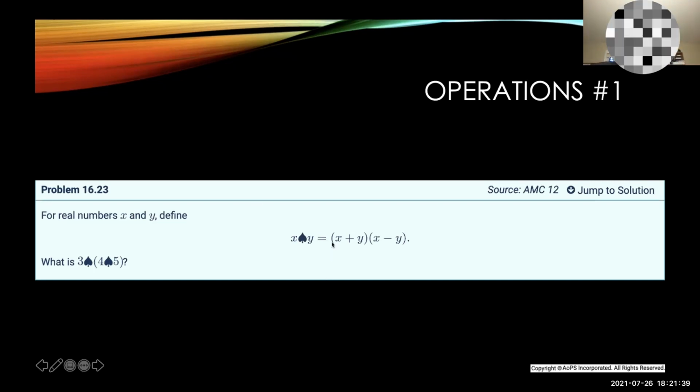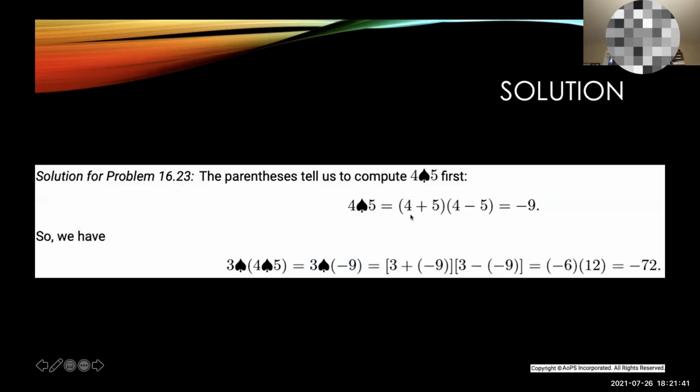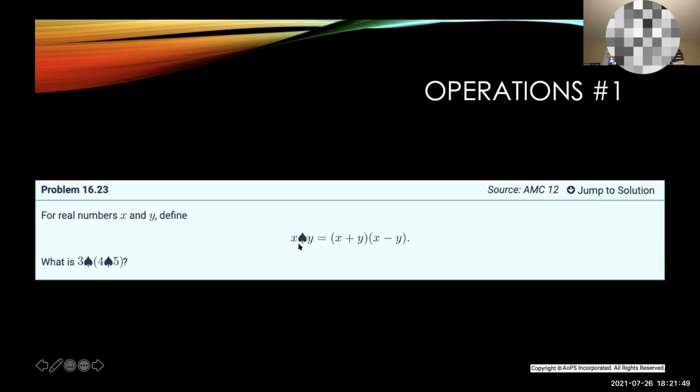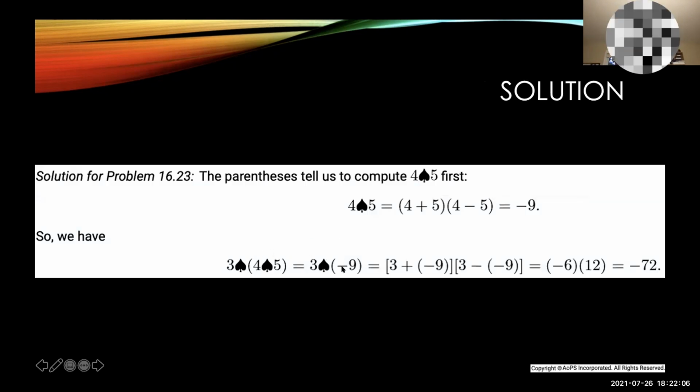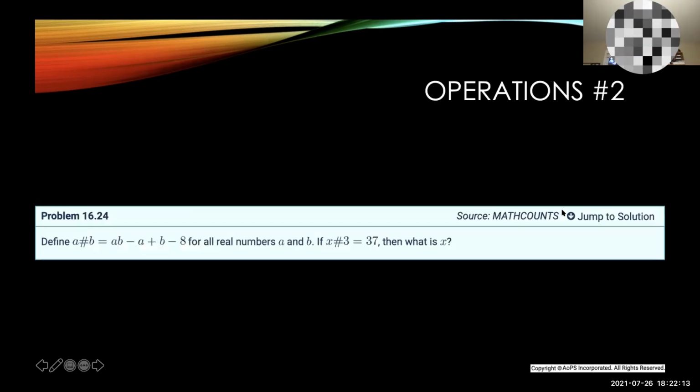Okay, I think that's enough time for this problem. This problem is actually relatively simple if you could figure it out. The patterns are kind of tough to understand. This spade is essentially just a placeholder. So x spade y is x plus y, x minus y. Here 4 is x and 5 is y, so when you plug those in, you get something. And then 3 spade that. So 3 is x, and whatever answer you got for this part becomes your y. With this we get -9, so then we get 3 spade -9, and we get -72 as our answer. So that's how that works.